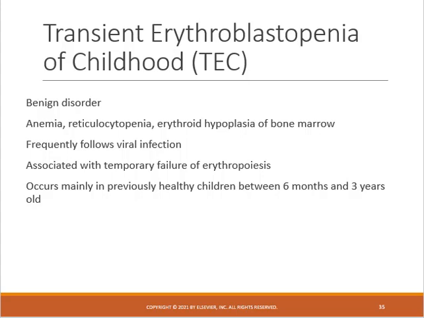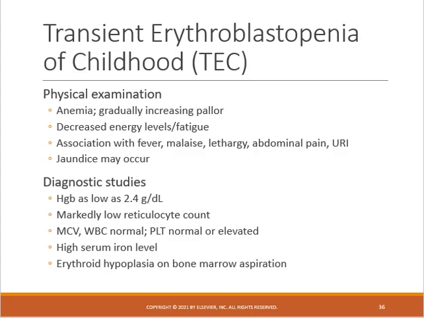It typically occurs in previously healthy children between 6 months and 3 years of age. On physical exam, these kids may have increased pallor, decreased energy, fatigue. They may have lethargy, abdominal pain, upper respiratory infections. Jaundice may occur. Hemoglobin can be as low as 2.4, very low retic count. MCV, white count, and platelets may be normal, or the platelets may be elevated. High serum iron levels, and hypoplasia if a bone marrow biopsy was completed.